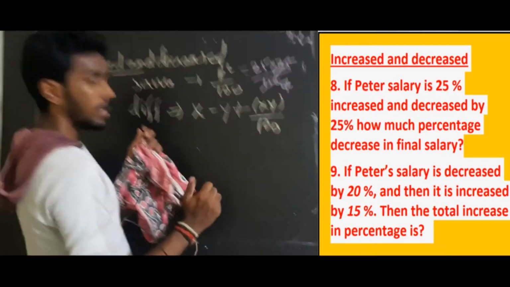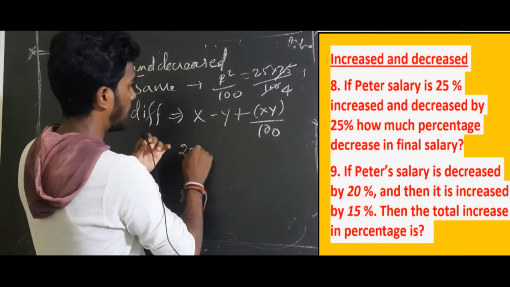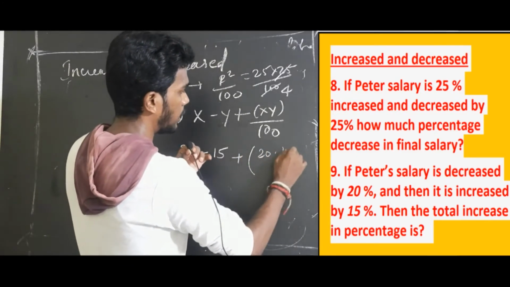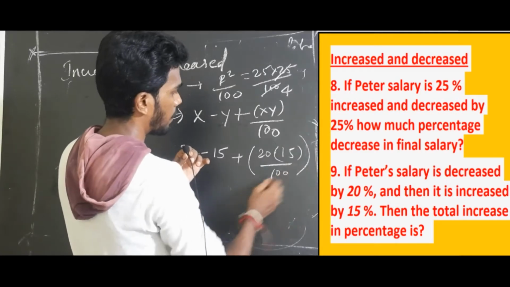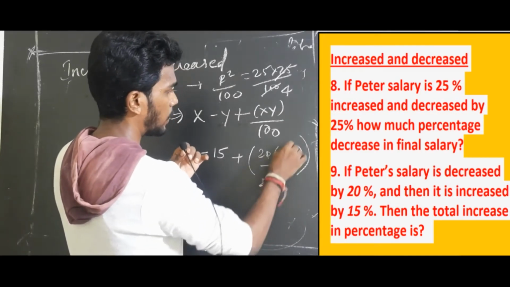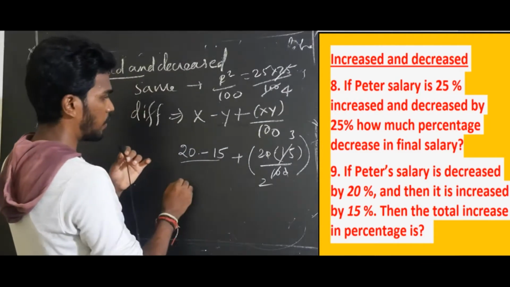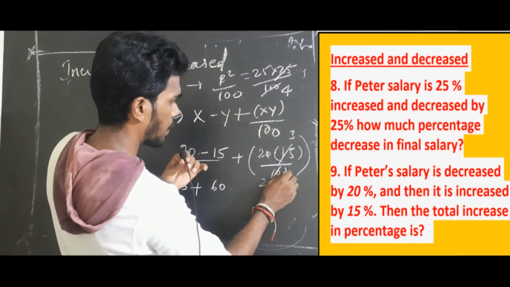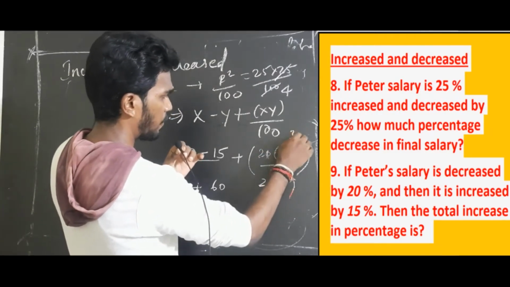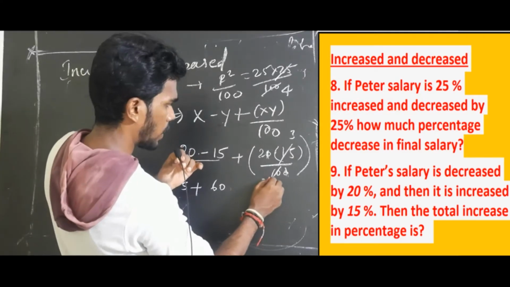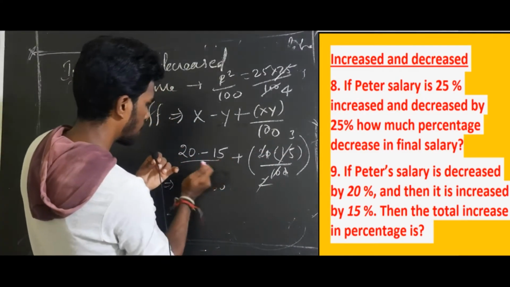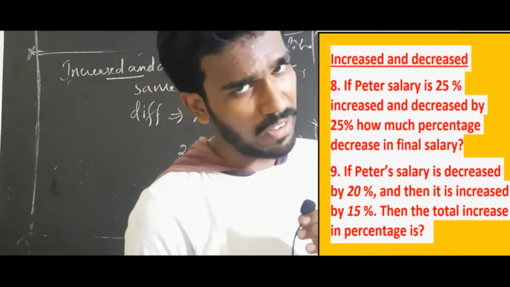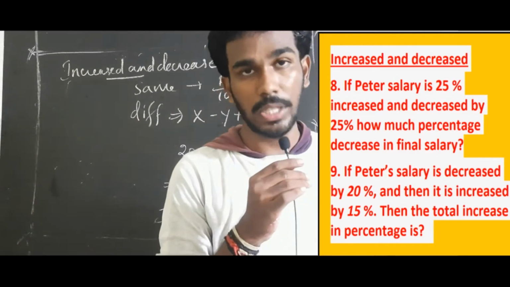So x will be 20 minus 15, because there is a decrease, plus 20 into 15 divided by 100. So the 0s get cancelled. 5 twos are 10, 5 threes are 15. So 20 minus 15 will be 5 plus 3. This 0 gets cancelled. 5 threes are 15, 5 twos are 10, so again I can cancel this 2 and this 2, right? So obviously I am getting 5%. Simple. So the increase in percentage is nothing but 5%. That's it. Let's go to the next question.